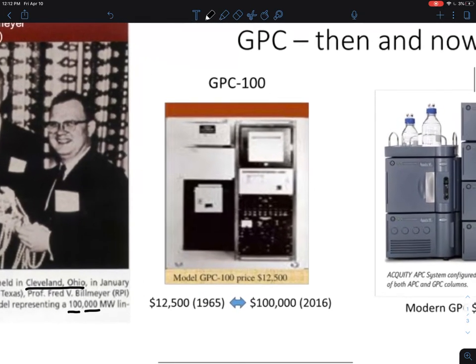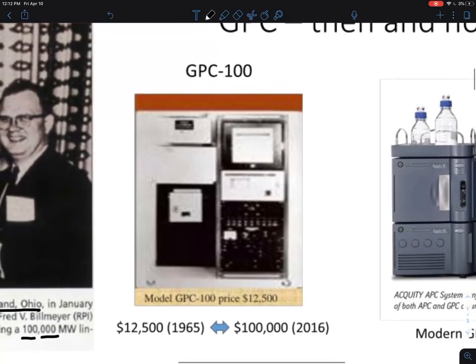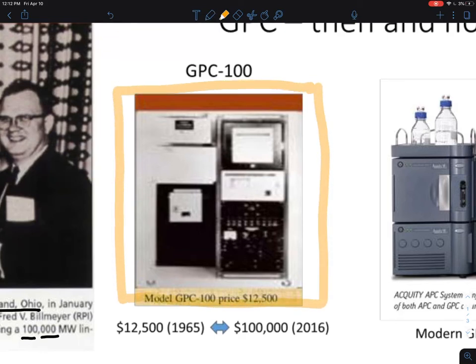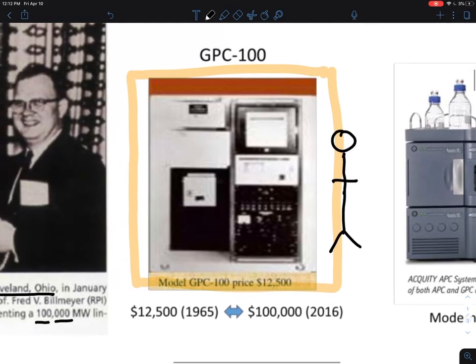So I was able to find the historical papers here. This is almost the size of a refrigerator. If you look at the size of this GPC unit, if a person stands next to it, that's how tall it is. It is almost like the size of a big cabinet, and the cells are very big and so on.